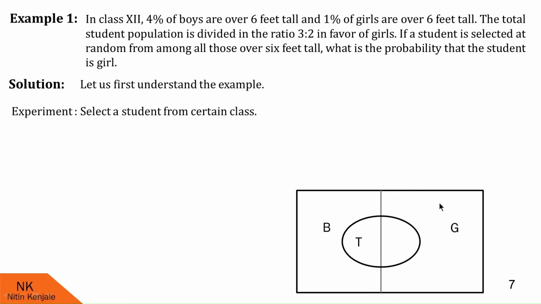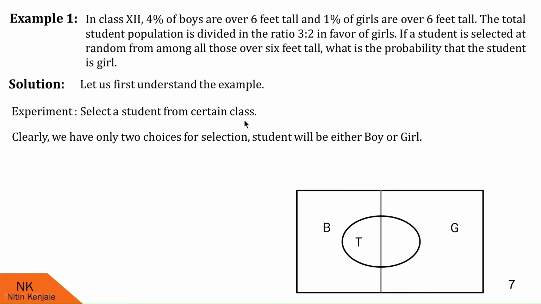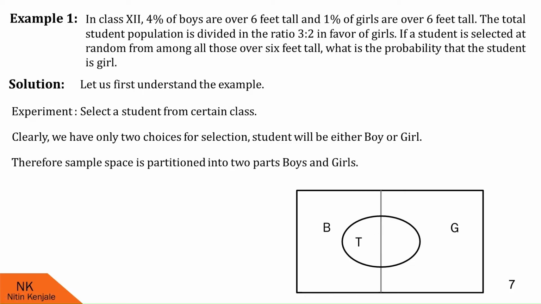Here, the experiment is to select a student from a certain class. Clearly, we have only two choices for selection. The student will be either a boy or a girl. So this sample space is divided into two parts, B and G, B for boys and G for girls. Since it is given that a student is selected at random from among all those over 6 feet tall, we will have this event T which will intersect the partition B as well as G.